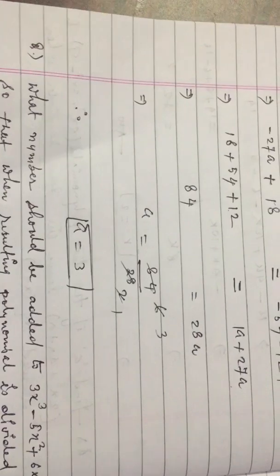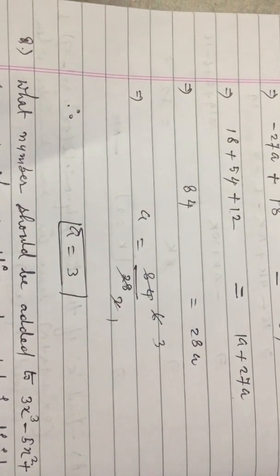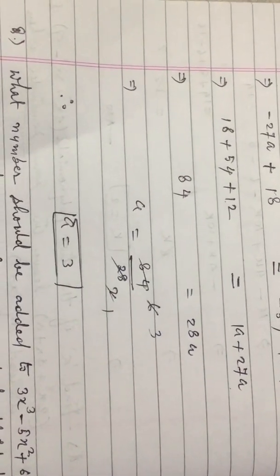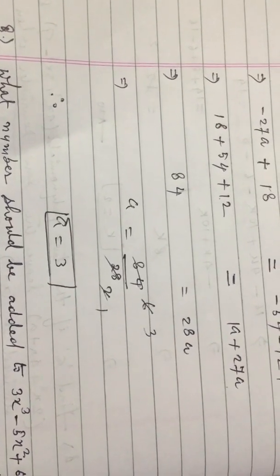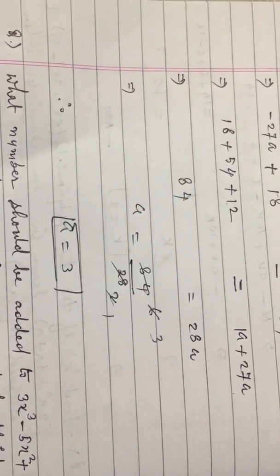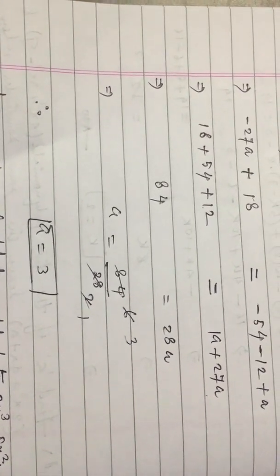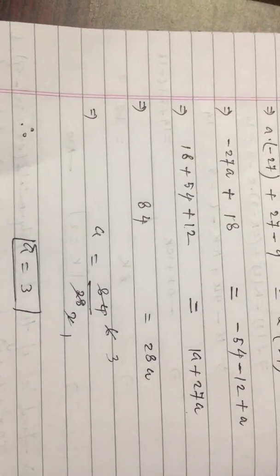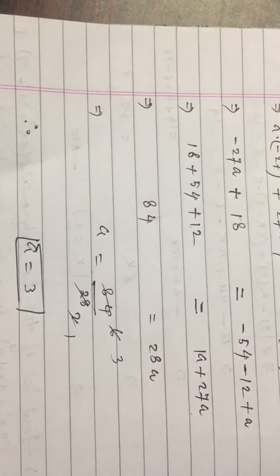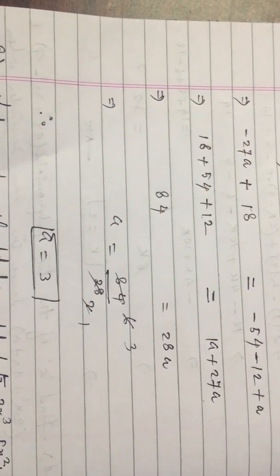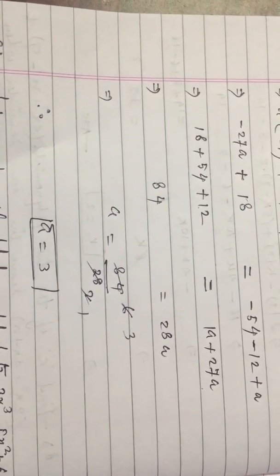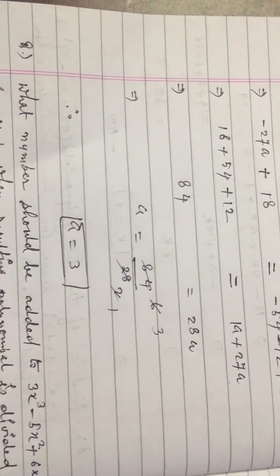Now see, in the first problem you have seen how to find the remainder. In the second problem you have seen how to find the value of k. In the third problem you have seen the value of an unknown variable when the remainders are the same.